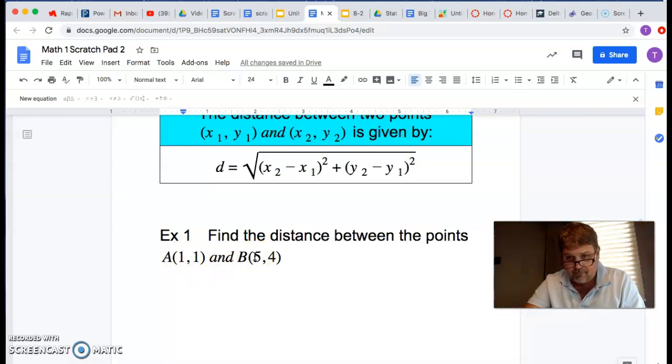All right. Now I'm going to show you how to compute this really quick by hand, without any graphing, and it's pretty straightforward.